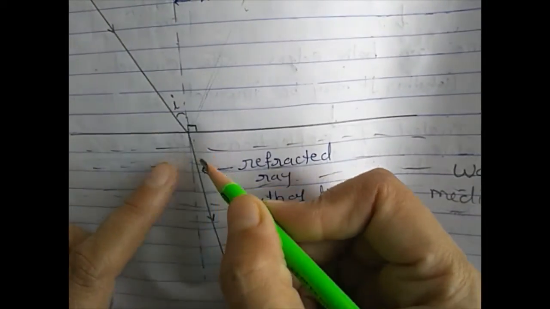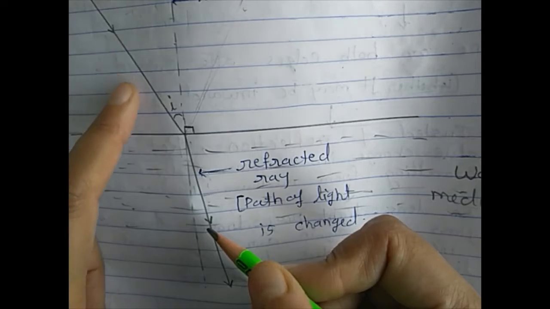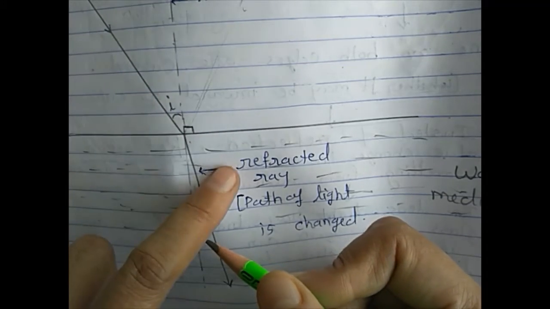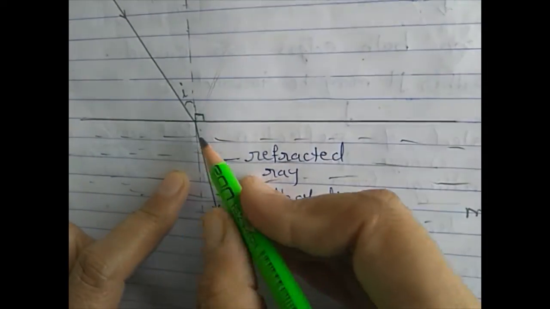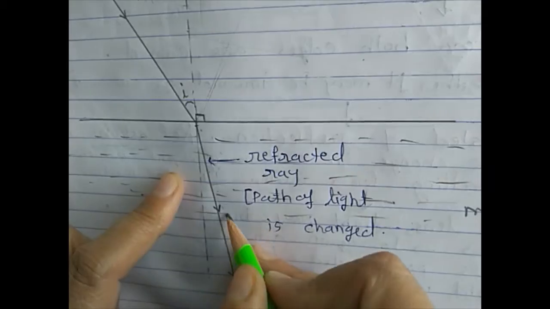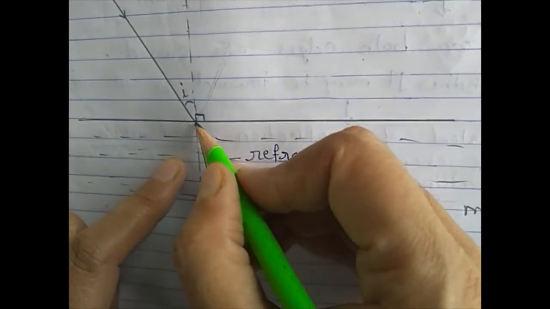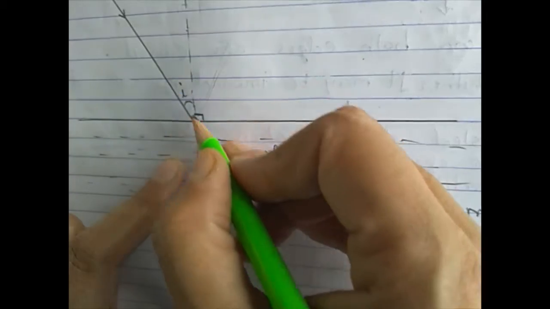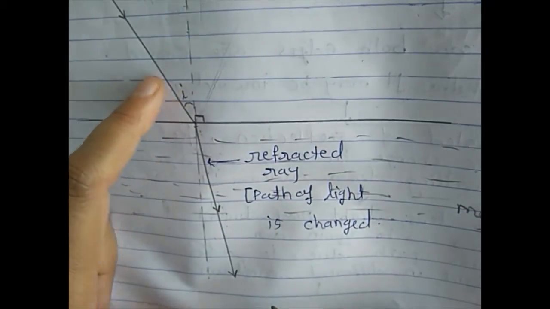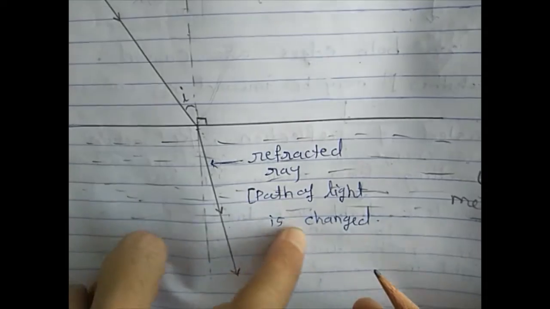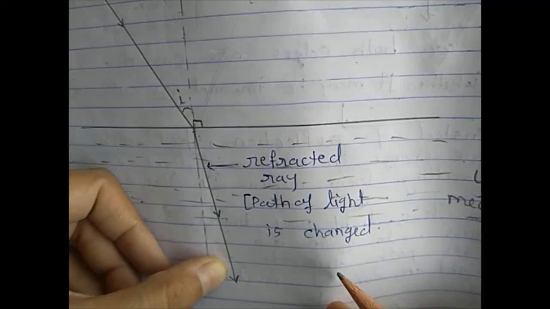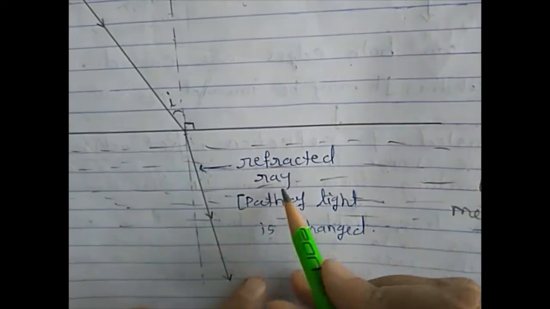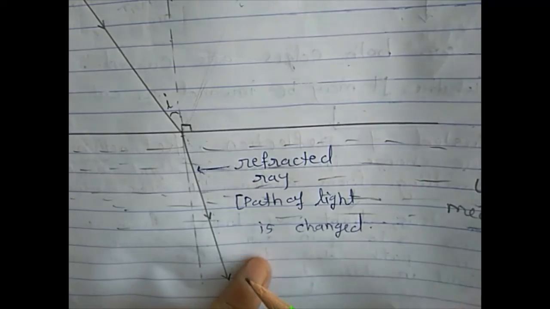So it enters into water and here the speed of light will change. Obviously in air the speed of light will be very high as compared to water. Yes, and when it reaches water, its speed will be changed so that it will change its path. Light का path यहाँ पर change हो गया है ना. So this change in path of that light is known as refraction.